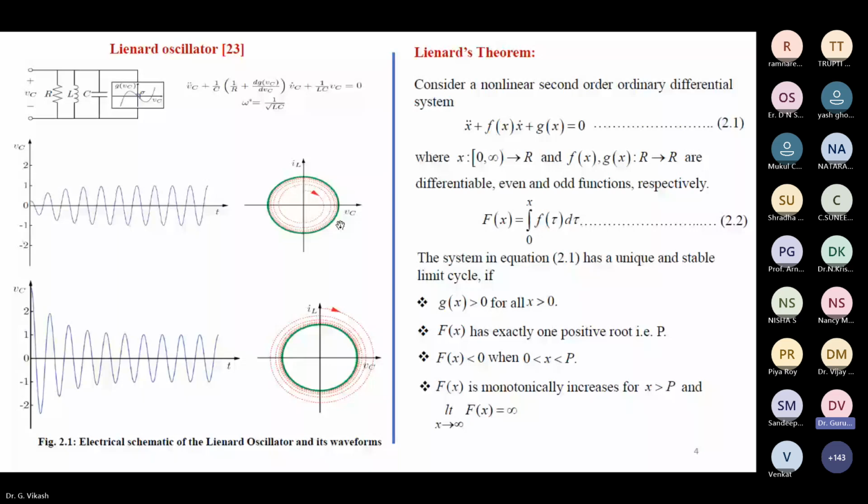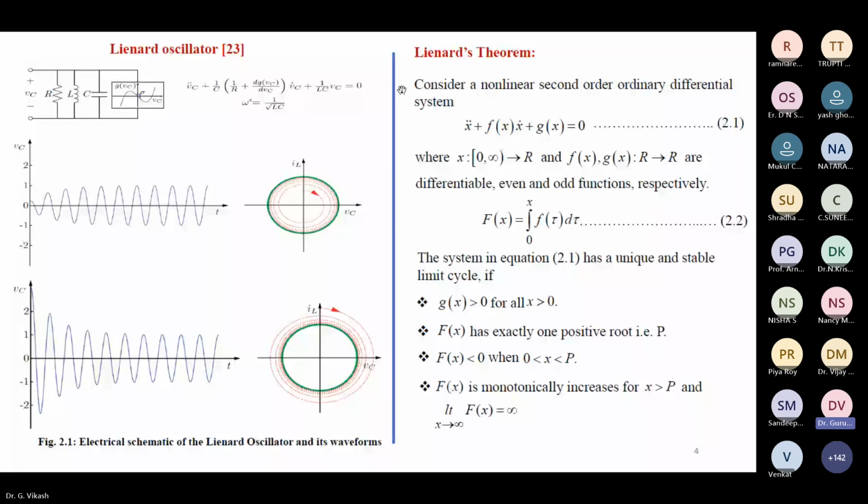If the IL and VC have different initial conditions, still after some time, it will give sustained oscillations with constant magnitude, a unique stable limit cycle. That unique stable limit cycle we will use as a control signal in our inverter controller. Okay, see what the Lienard theorem is.